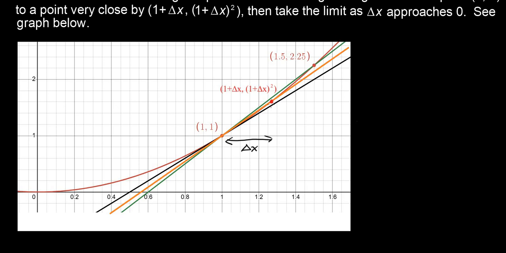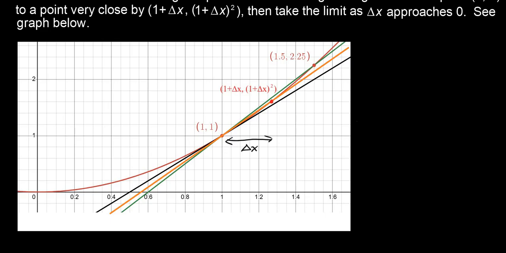I can't put the second point on top of the first point, but I could take delta x to go arbitrarily small. And if I find the limit of the slope of that orange secant line as delta x shrinks to zero, if that limit exists, that should give me exactly the slope of the graph at the point (1, 1).